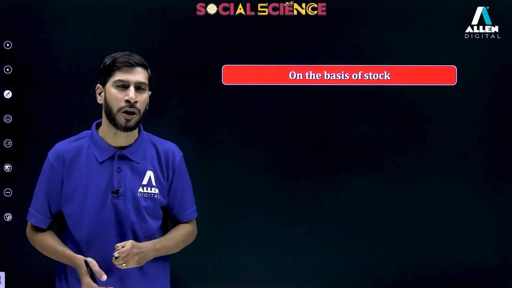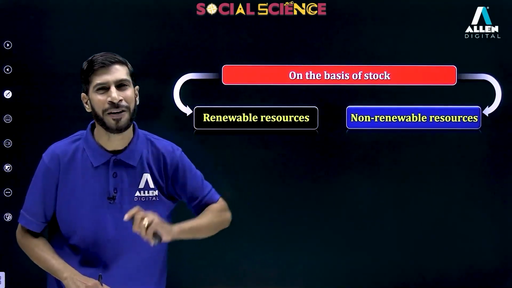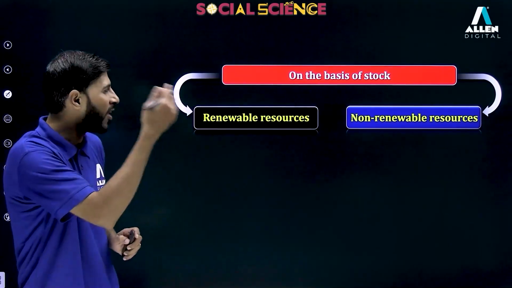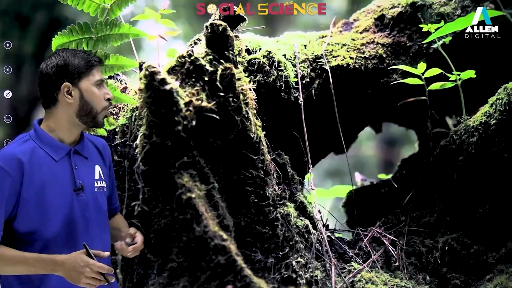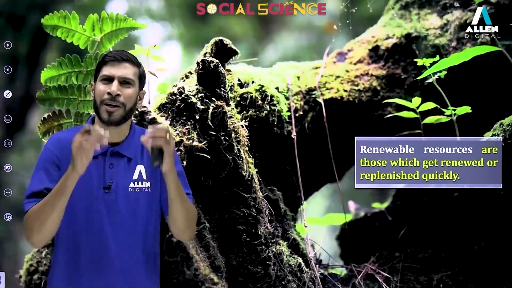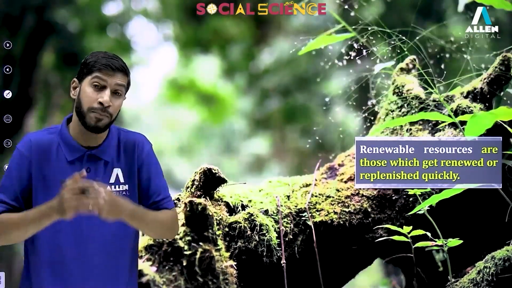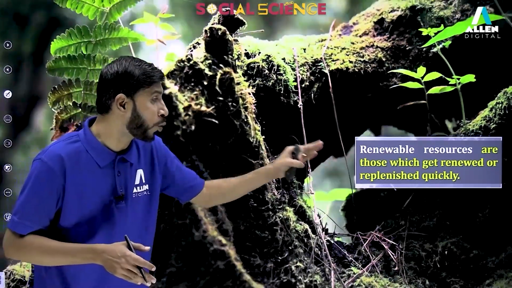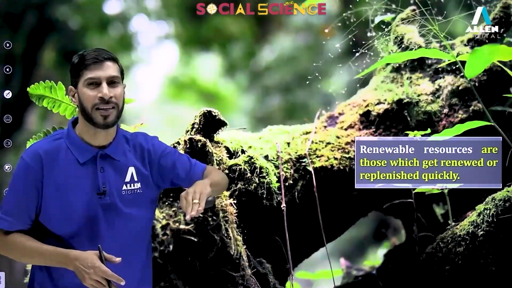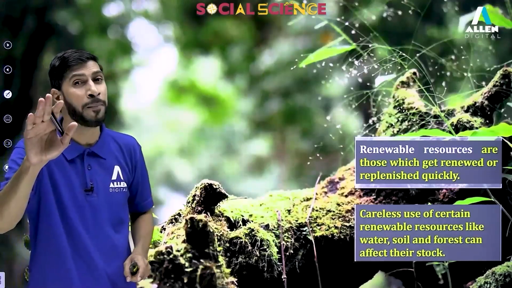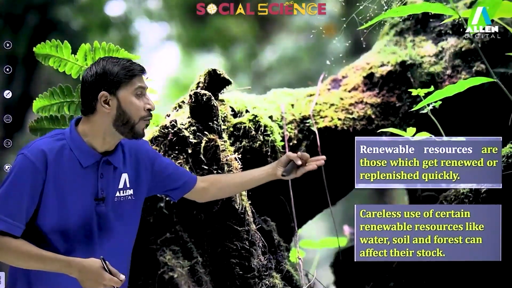On the basis of stock, we have renewable resources and we have non-renewable resources. So let us understand what are renewable resources and what are non-renewable resources. Renewable resources are those resources which can be used again and again, and they are available in plenty. Renewable resources are those which get renewed or replenished quickly. And furthermore, do remember, they can be used again and again, and they get renewed or replenished.